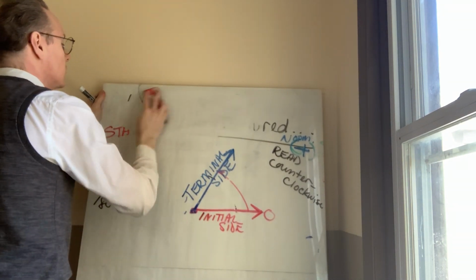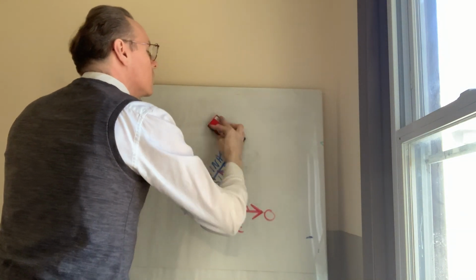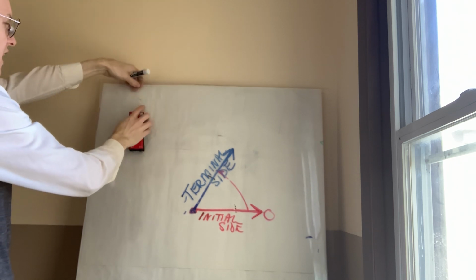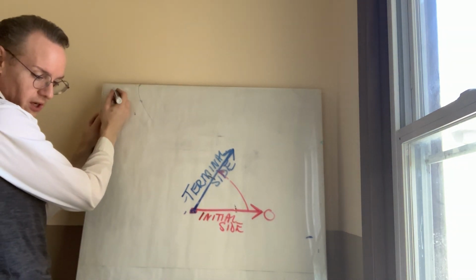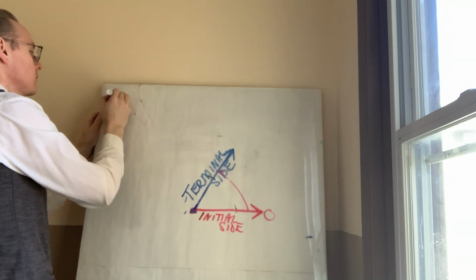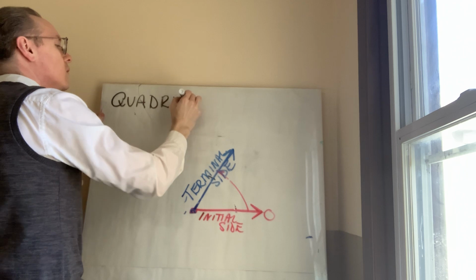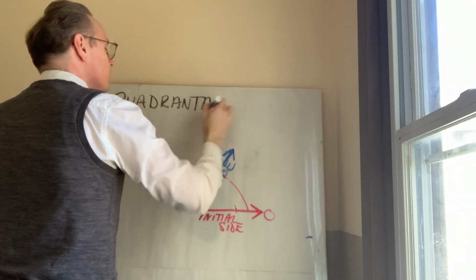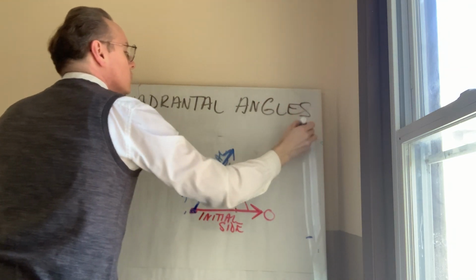These angles, which would ride or be part of or land on each of the axes, are called quadrant angles, or quadrantal. They're also good to know.